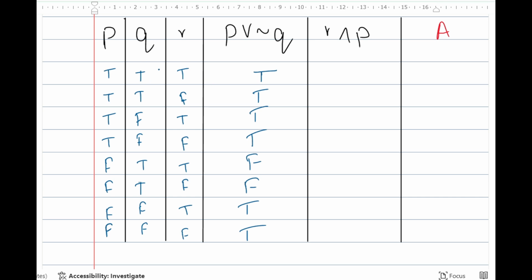You go from T and this. So you check in this, T and T is going to be T, T and F is going to be F, T and T is T again, T and F is F again. Now F and T is F, F and F is F, F and T is F, and F and F is F. Okay, so we are done with the main two parts.